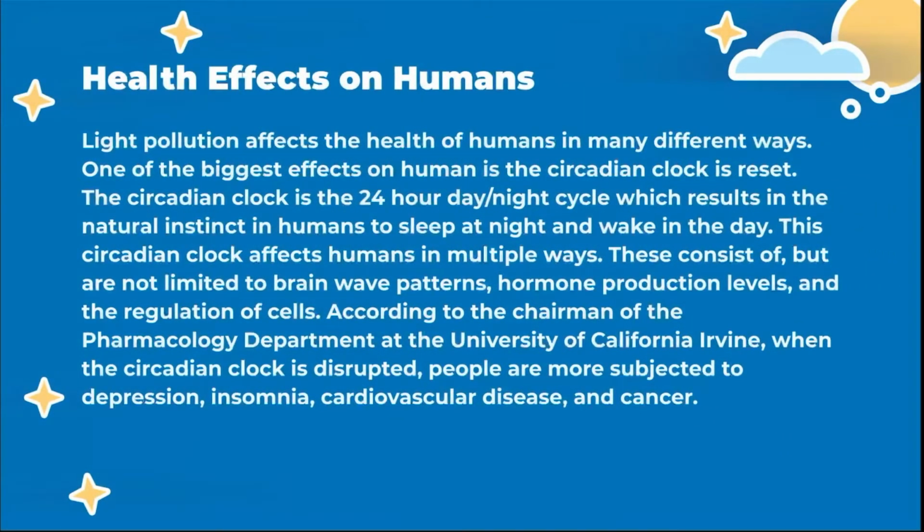Health effects on humans. Light pollution affects the health of humans in many different ways. One of the biggest effects on the human is the circadian clock is reset. The circadian clock is a 24-hour day-night cycle which results in the natural instinct in humans to sleep at night and wake in the day. This circadian clock affects humans in multiple ways. These consist of, but are not limited to, brain wave patterns, hormone production levels, and the regulation of cells.